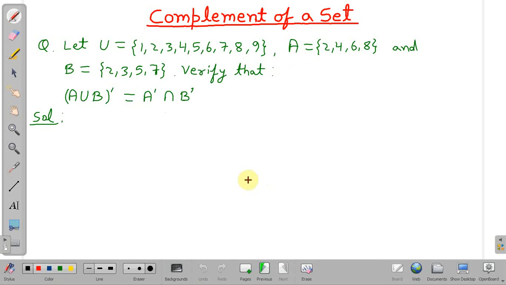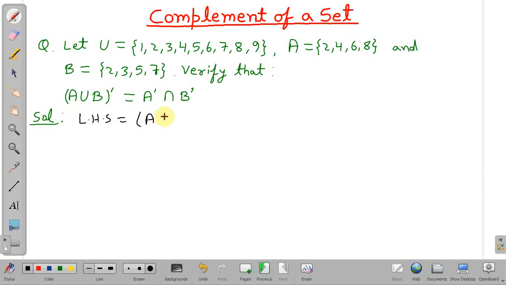One more problem we will discuss. In this problem, the universal set is given as 1, 2, 3 up to 9, meaning all natural numbers up to 9. Set A is given as 2, 4, 6, 8, and set B is given as 2, 3, 5, 7. So we have to prove that the complement of A union B equals the intersection of A complement and B complement. So one by one, first we will find the LHS, then we will find the RHS, and we will see whether both are equal or not.